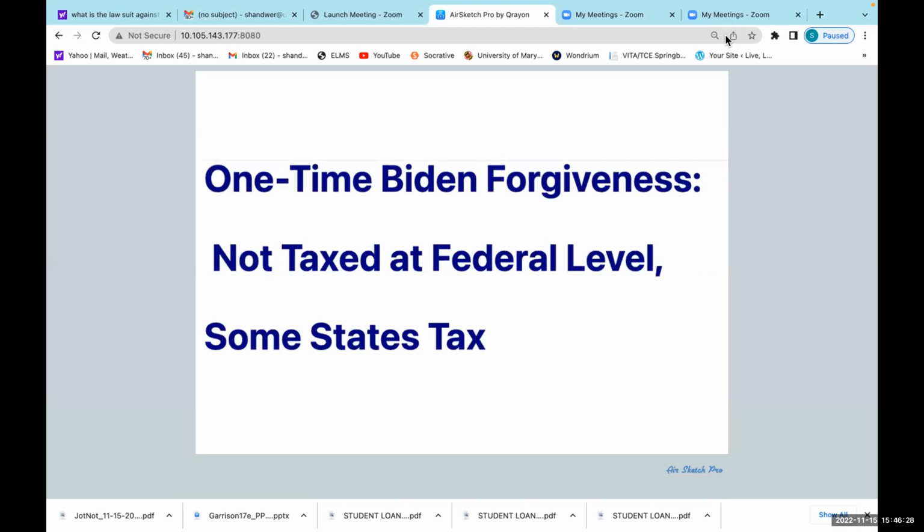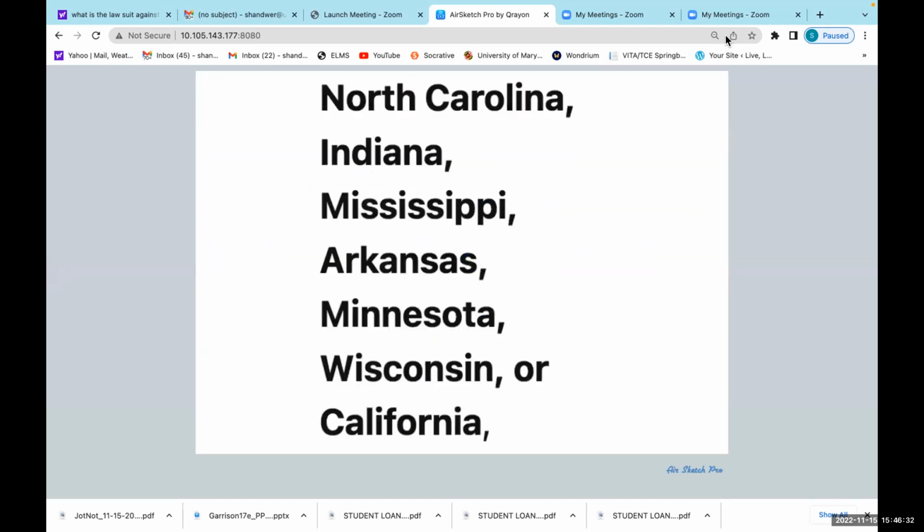Some states are going to tax even the one-time forgiveness program. And here's a list of the states that right now would tax. As you can see, Maryland's not there, DC is not there, Virginia's not there. So good news for our area. And right now, these three states have on the books bills that they are going to consider to not tax the forgiveness as well. And if they do, then the rest of them may fall into place.